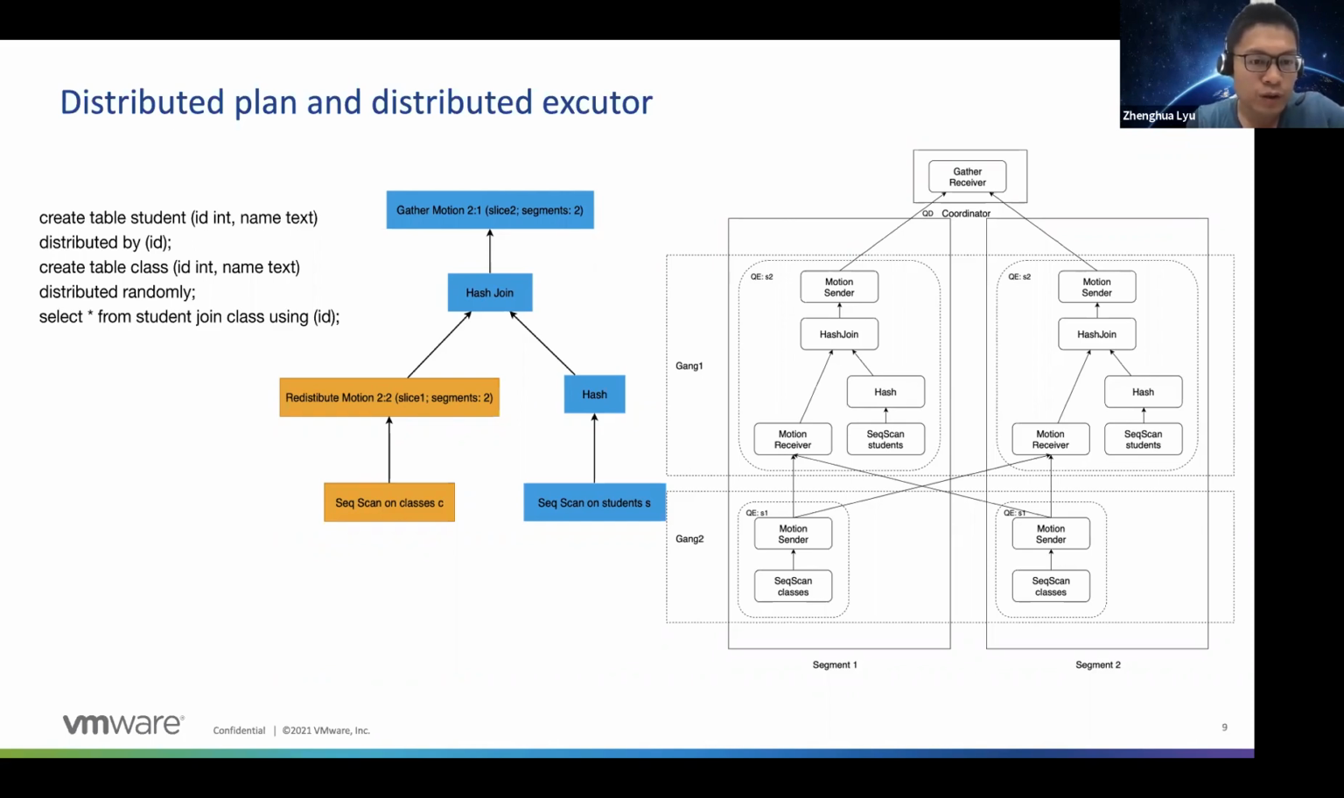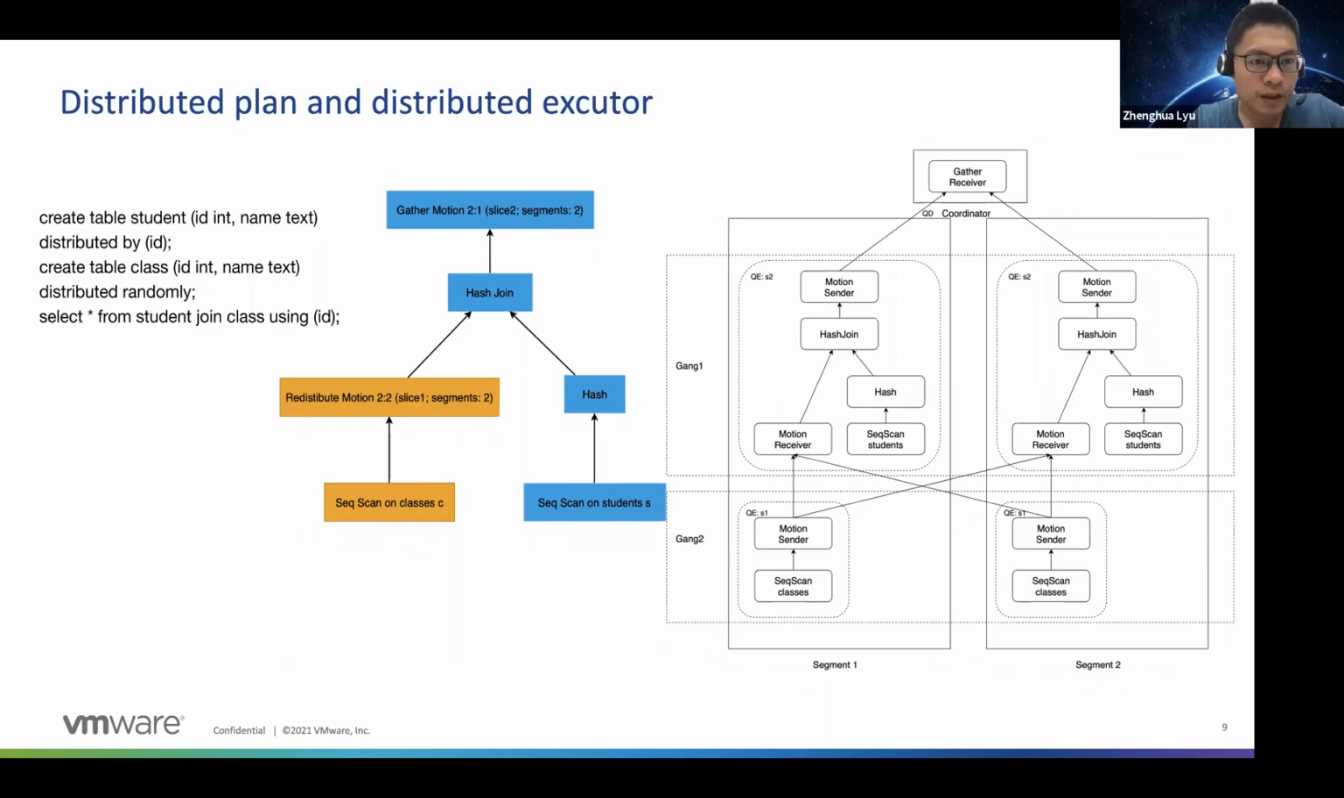Greenplum uses the motion plan node to abstract this kind of data movement. Motion cuts the plan into slices. Each slice is executed by a group of distributed processes. The group of processes is called a gang.